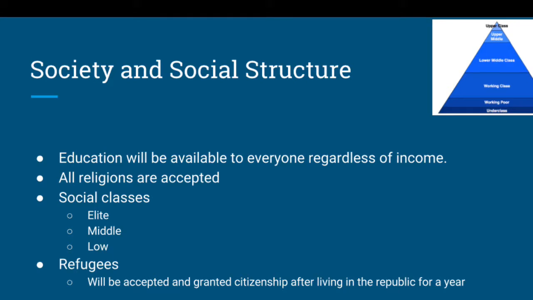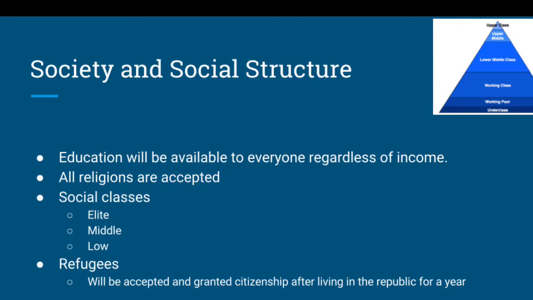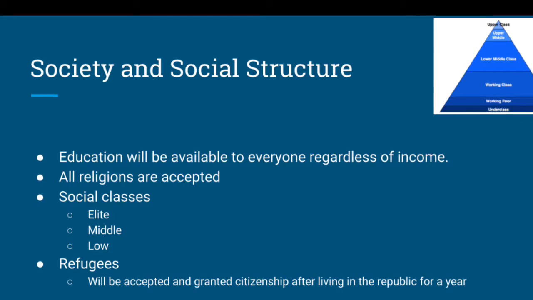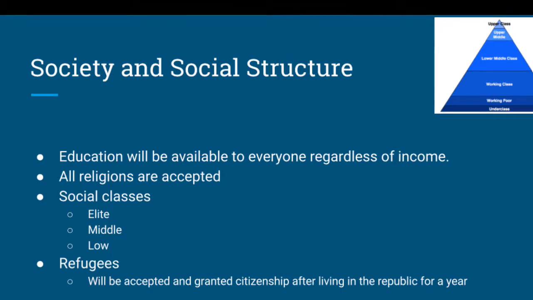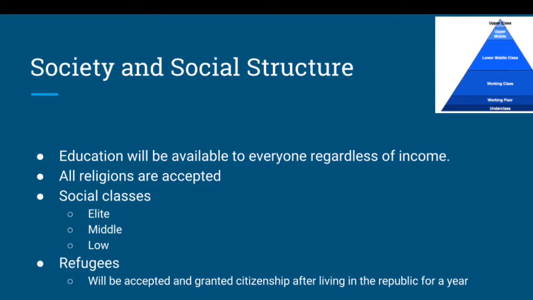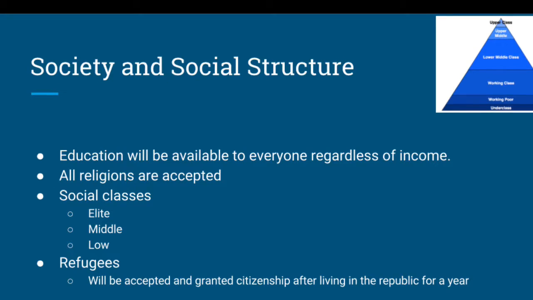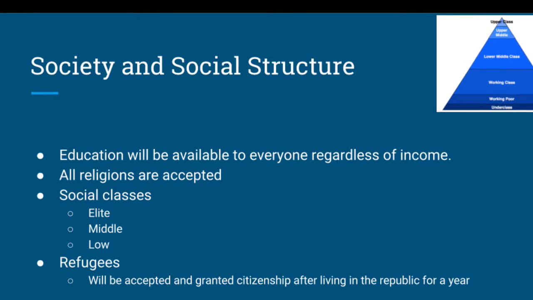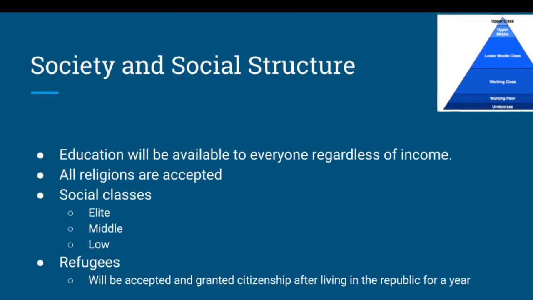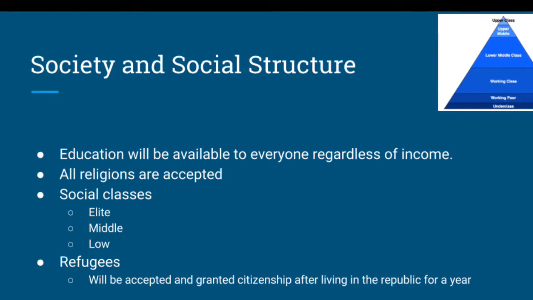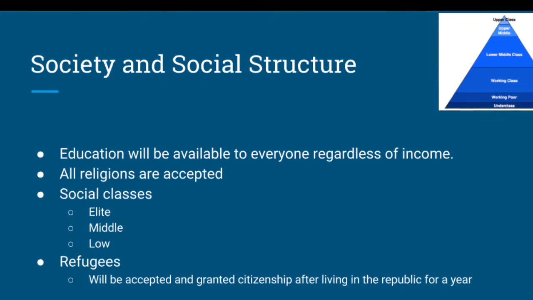Education will be available to everyone regardless of income, and all religions will be accepted without prejudice. In terms of social classes, there will be the elite class, the middle class, and the low class. Refugees will be accepted after they've been living in the Republic for a year and have shown that they are caring citizens that are there to benefit the empire.